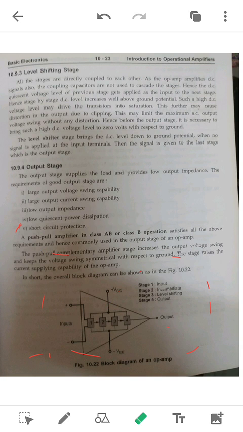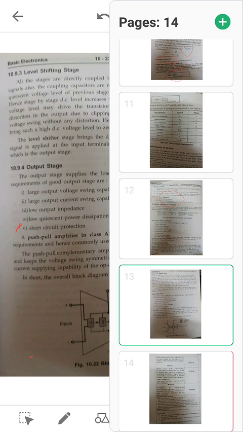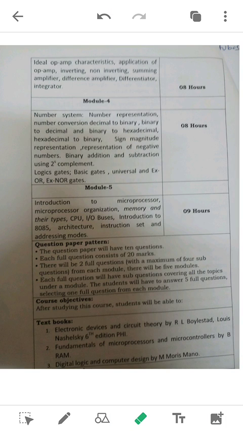Okay, so the operational amplifier we have discussed. Finally, this is the syllabus we are discussing. Ideal op-amp characteristics we have studied. The applications of the op-amp are inverting and non-inverting amplifiers, summing amplifier, difference amplifier, differentiator, and integrator. These are the applications of the op-amp that we are going to discuss in the next lecture.